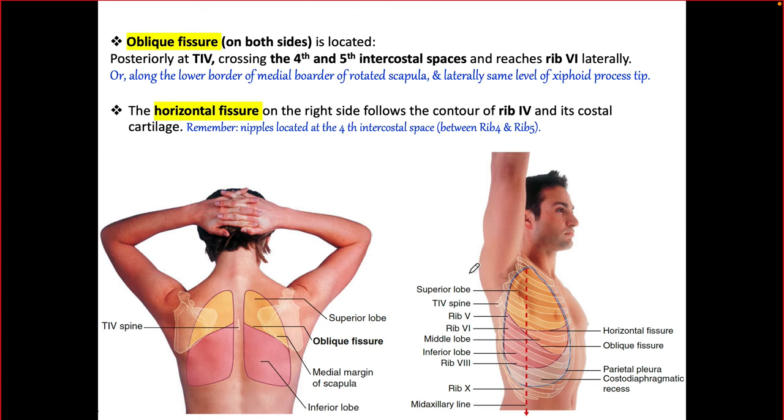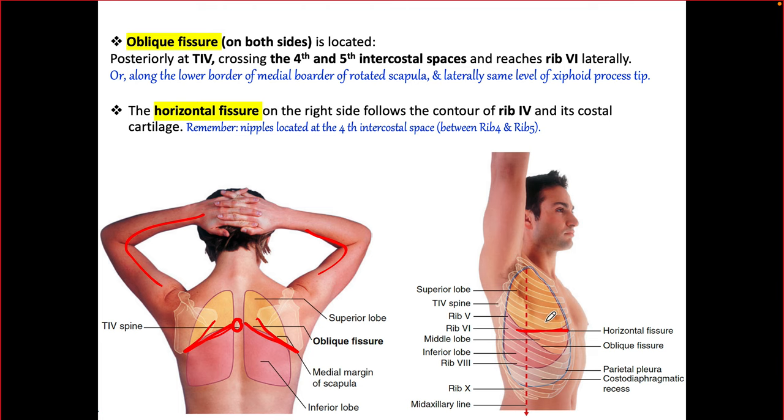So how can I draw the oblique fissure? Someone might say to you, okay, show us the oblique fissure. Ask the patient, it's at the level from the end posteriorly at the level of T4, or an easy way, ask the patient to do this action. So the scapula will be rotated, so the medial margin of the scapula, you feel it with your hand here and here. The oblique fissure you can't actually see from behind, but the oblique fissure passes at the lower border of the scapula. That's it, and you draw it with a line and do whatever you want. Right? The horizontal fissure follows not T4, but rib 4 here.